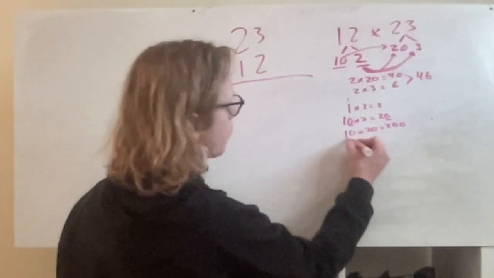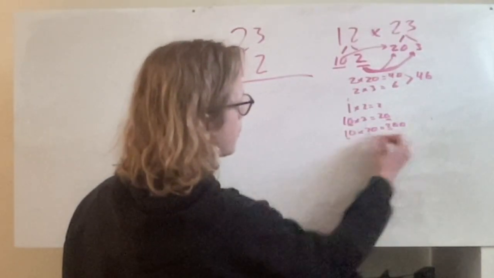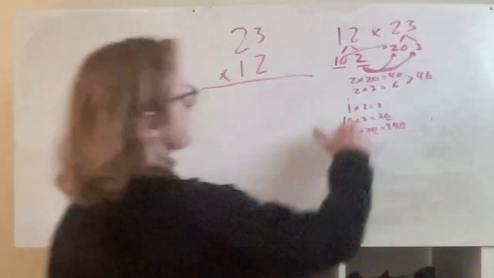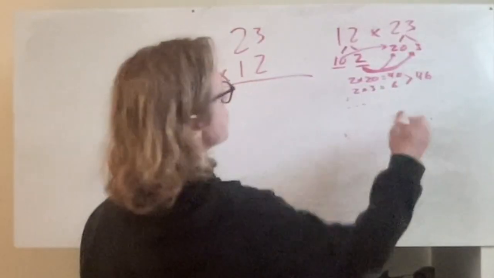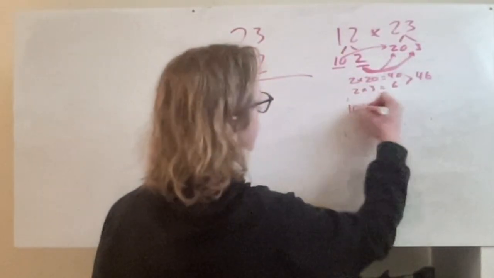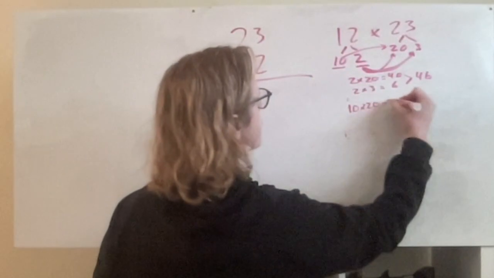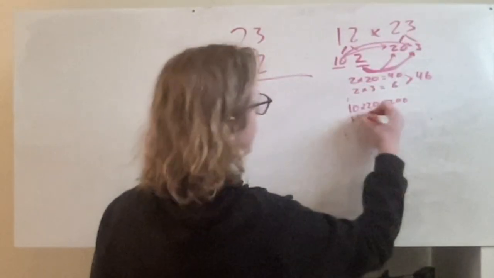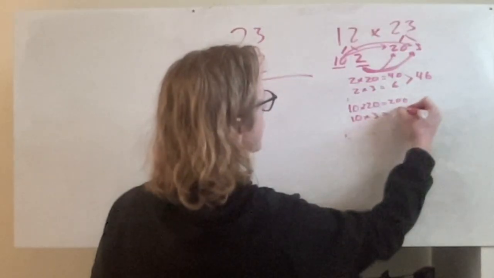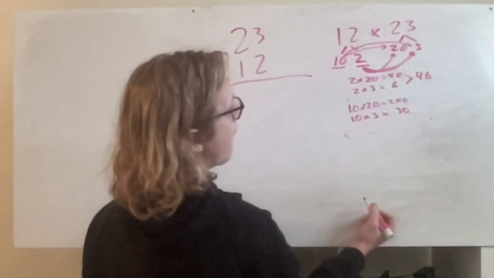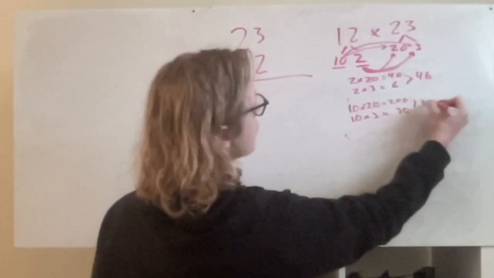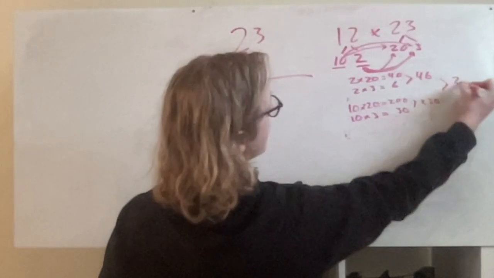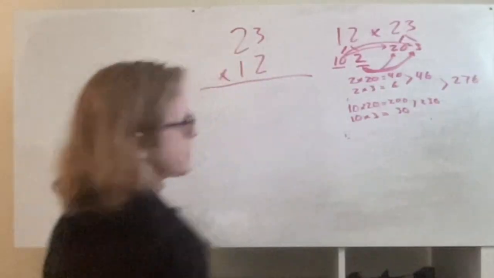So 1 times 2 is 2, plus these 2 zeros. So I would say 10 times 20 is 200, and then 10 times 3 is 30. Add those together for 230. And then finally, I would need to add these two partial products together to get my final answer of 276.